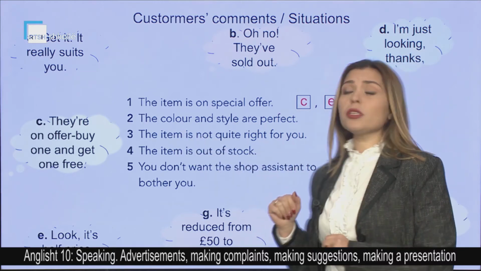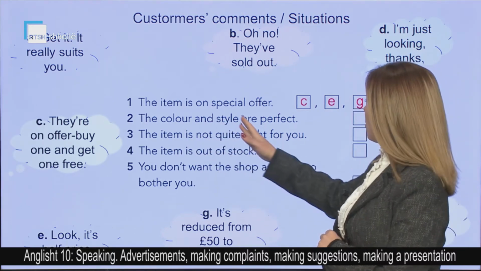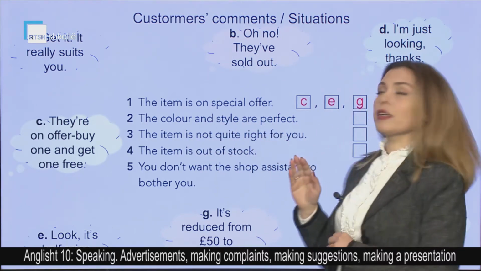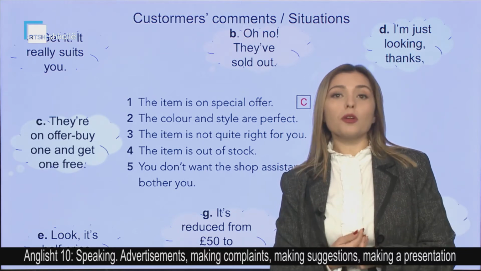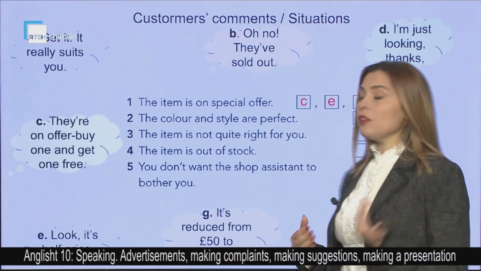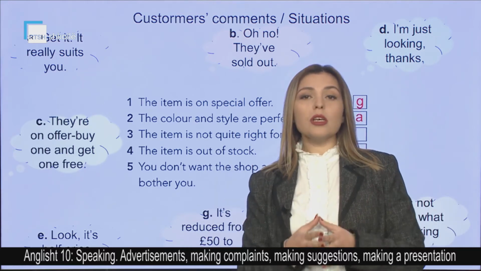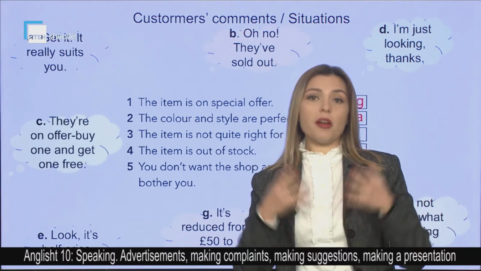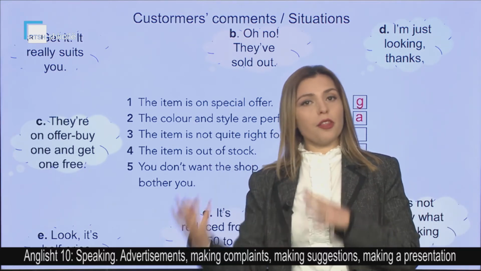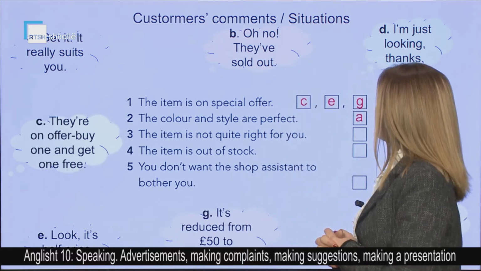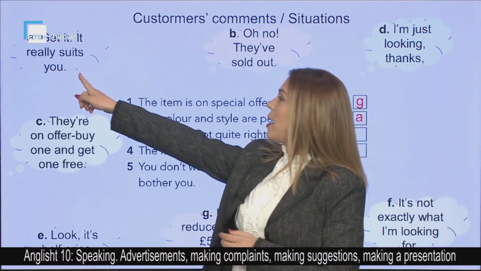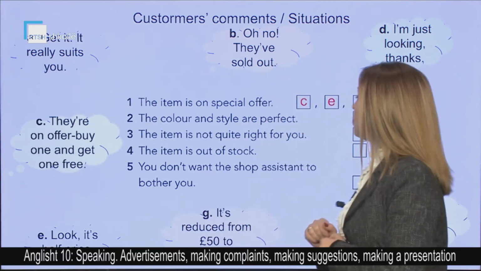One customer says, the color and the style are perfect. If they are perfect on me, it means that this, for example, shirt or these trousers suit me. So they are exactly, let's say, for me, the color and the size. So that was A. It really suits you.